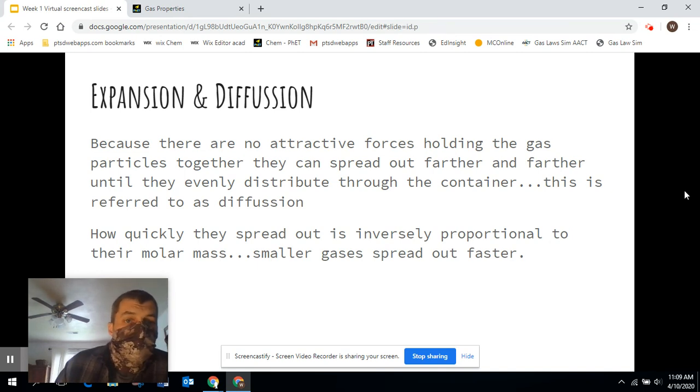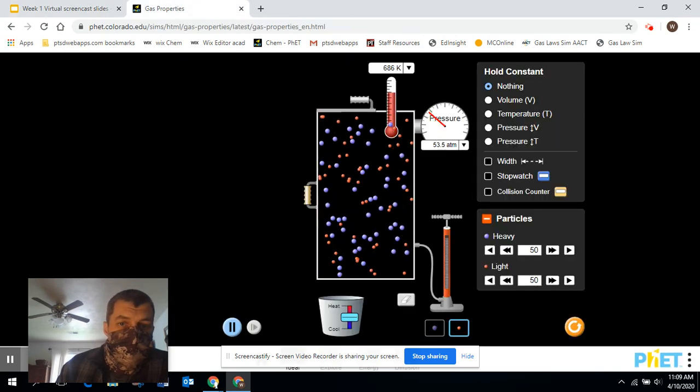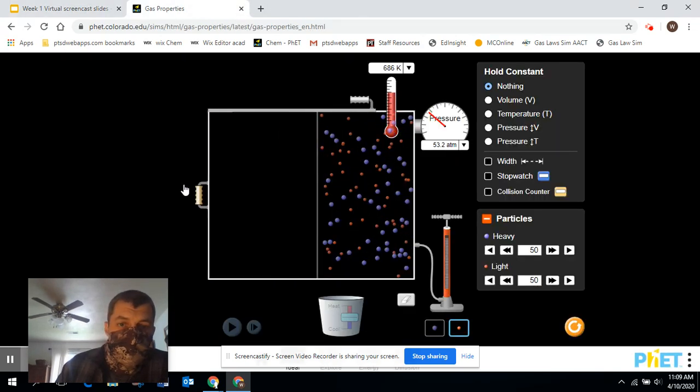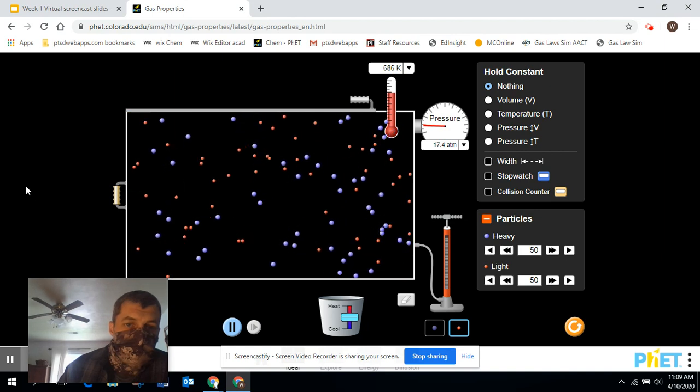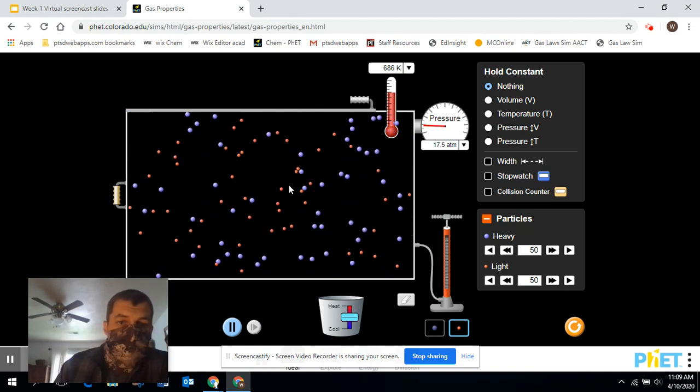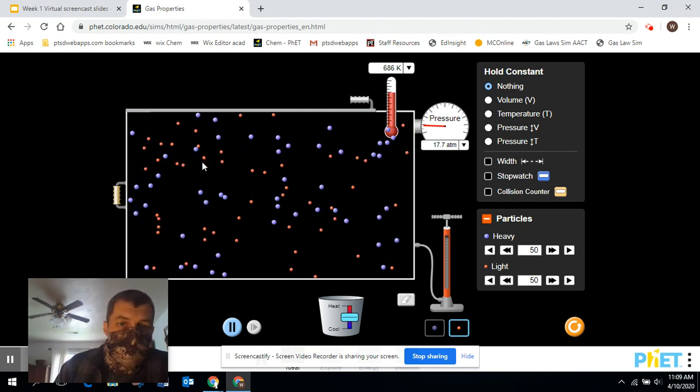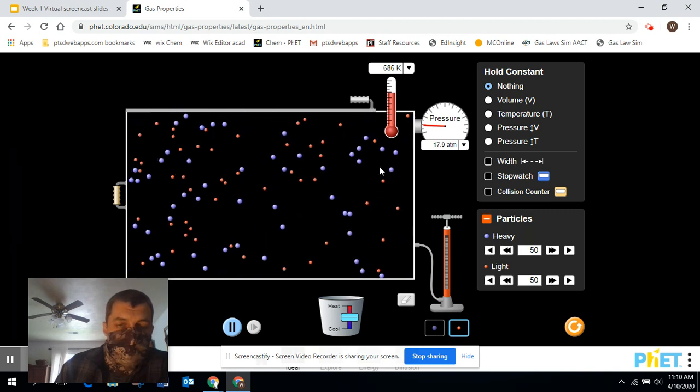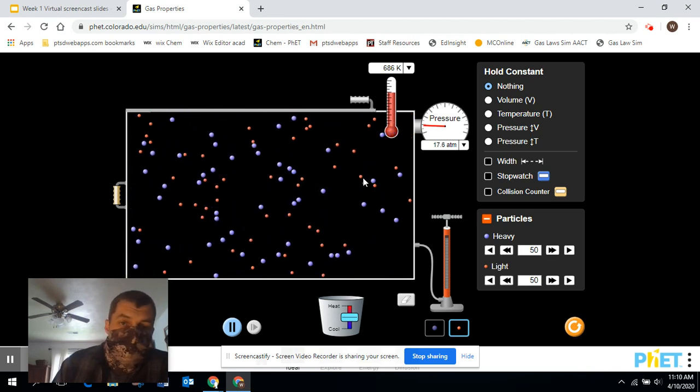Expansion and diffusion. Because there's no attractive or repulsive forces, there's nothing holding the gas particles together. So they can spread out further and further and further. Basically, expansion is the opposite of compression. Instead of pushing them together, we can spread them out. So if we make this container really big, now we've just created more space. Why can we expand it like that? Because there's no attractive forces.